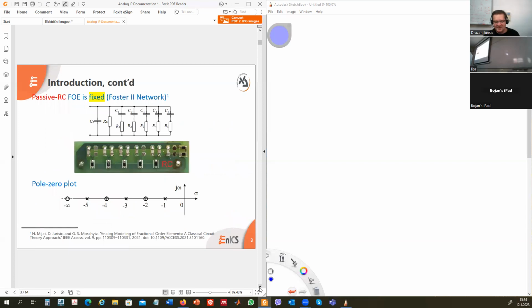The answer is, this is our fractional order element. I have realized one. This is a passive element with R and C.